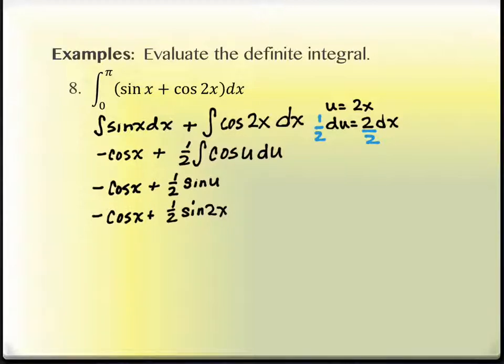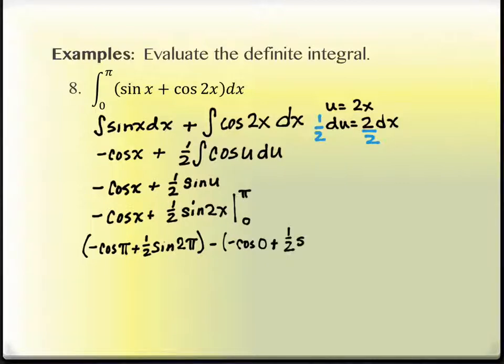We would be done if I did not have boundaries on this, right? But I have limits of integration. Draw my vertical bar at the end of pi and 0. So instead, now on this one, I have negative cosine of pi plus 1/2 sine of 2 pi, because there's a 2 in that particular part of it, minus negative cosine of 0 plus 1/2 sine of 0, because 2 times 0 would still be 0.